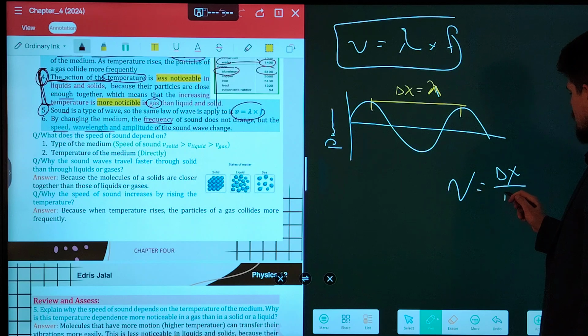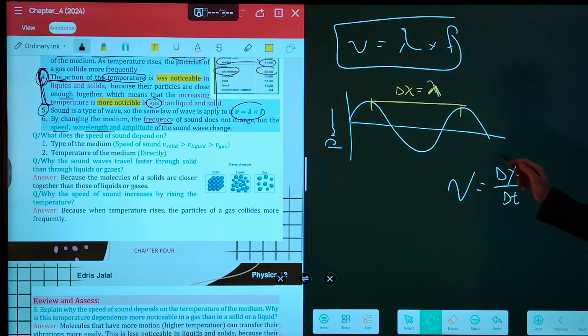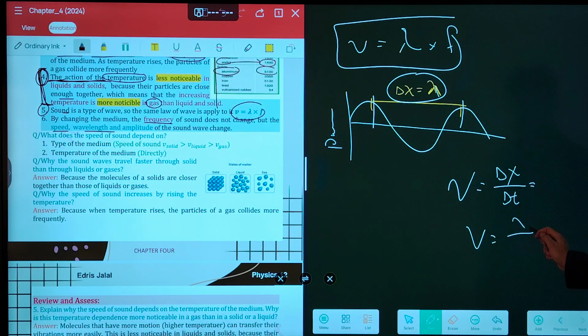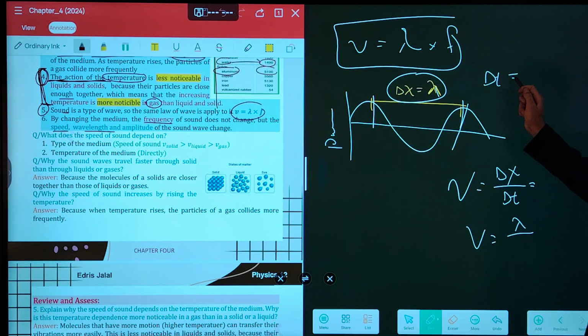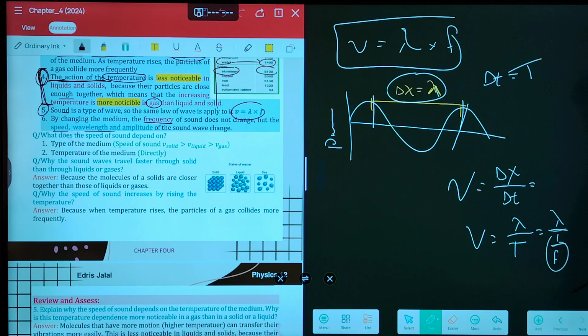Velocity is equal to what? Delta X over time. For one complete cycle, one complete oscillation, delta X is equal to the wavelength. For one complete cycle, the time interval t is equal to the period. So wavelength over period, and instead of period write 1 over frequency. According to basic math, you can flip this fraction. Velocity is going to be wavelength times frequency.